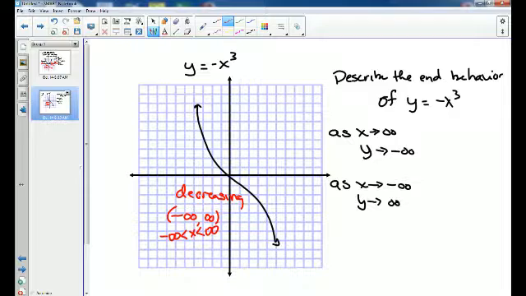So I gave you the graphs here. You're going to be asked to graph some of these things and then describe end behavior and increasing and decreasing behavior, okay?